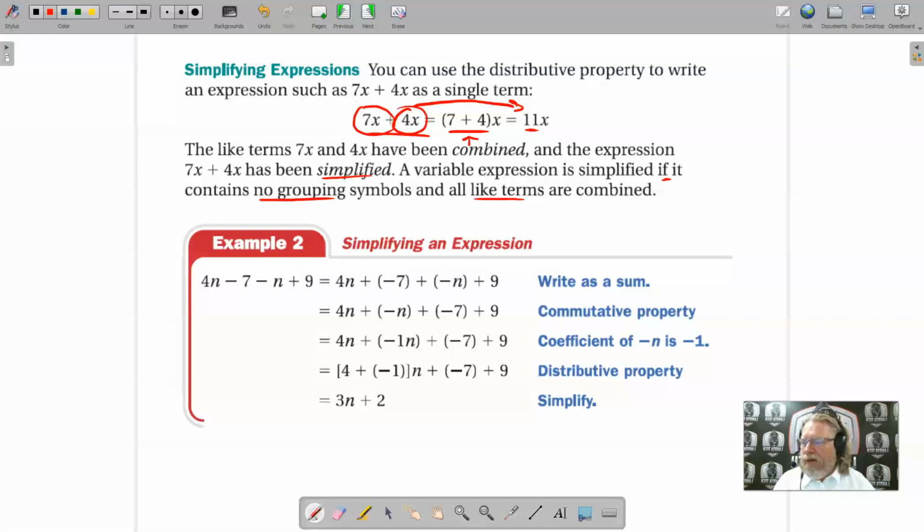So also we note here a definition for simplify. This is getting kind of crowded here. Let's erase some of that. So we do have a definition here.